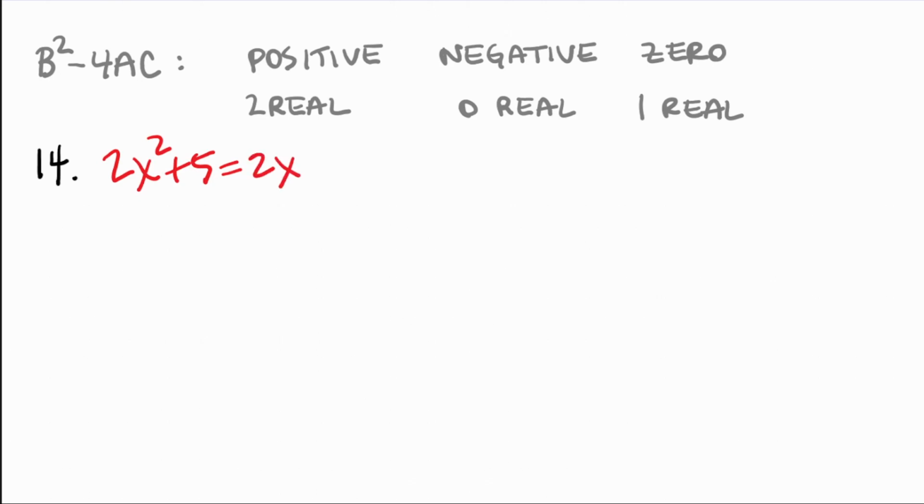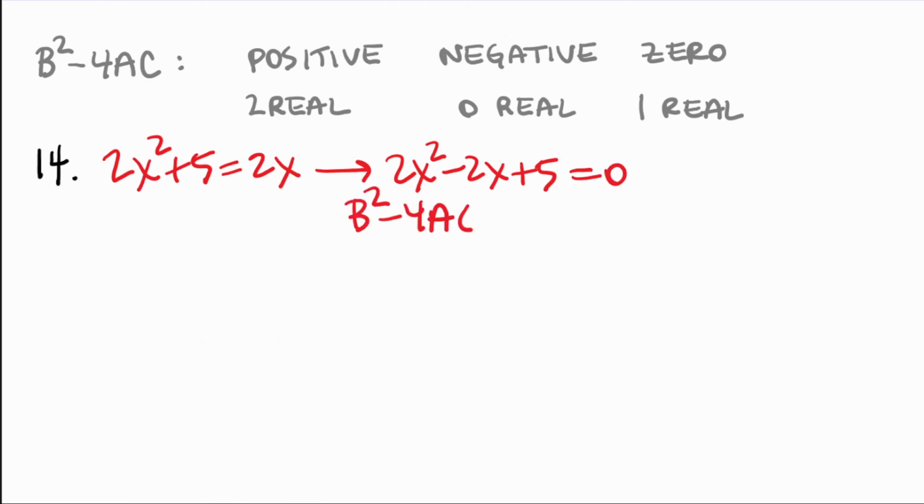So I'm going to set it equal to 0 so I can use the discriminant, because the quadratic formula only works when it's set to 0. So I'm going over here, and I'm going to say, all right, 2x squared minus 2x plus 5 equals 0. b squared minus 4ac equals negative 2 squared minus 4 times 2 times 5. That's definitely less than 0. I'll just say no real solutions. That's what I've been saying the whole time.